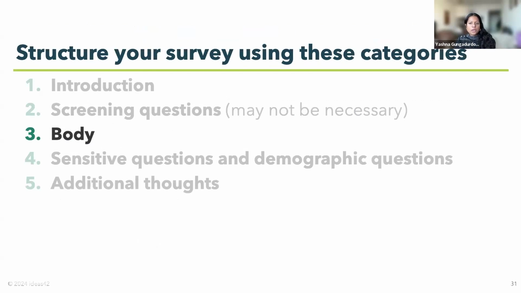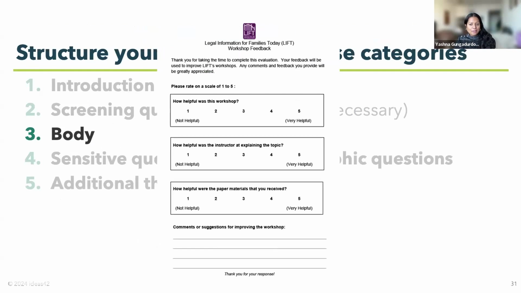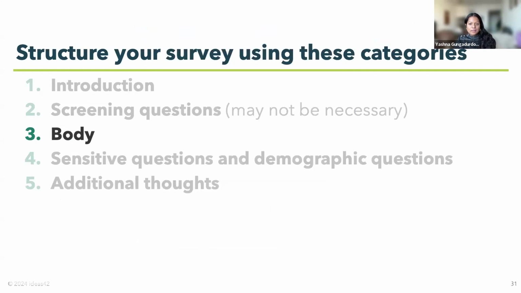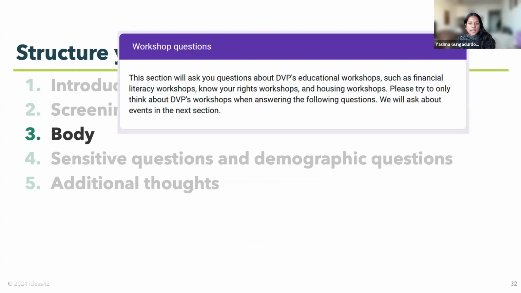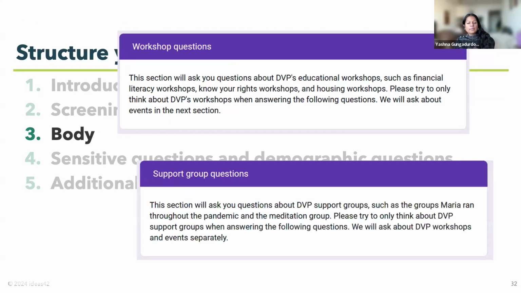Next is the body, which will have your survey's main questions. Sometimes your survey will not have much beyond a body, and that's totally fine. But sometimes your survey is more than just a few questions. And in this case, we recommend you use headings to create sections. That helps organize your questions, and it helps participants orient themselves and can also give them a sense of progress as they go through.